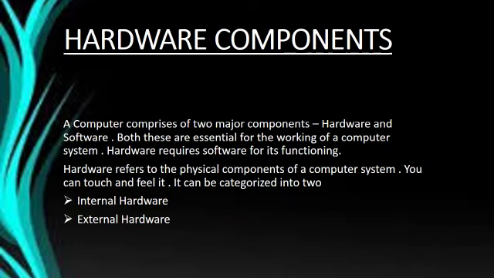We know a computer comprises of two major components, hardware and software. Both these are essential for the working of a computer system. Without a software, a hardware cannot work, and a software cannot work without a hardware. Hardware refers to the physical components of a computer system. You can touch and feel the computer hardware. Computer hardware can be categorized into two, internal hardware and external hardware.